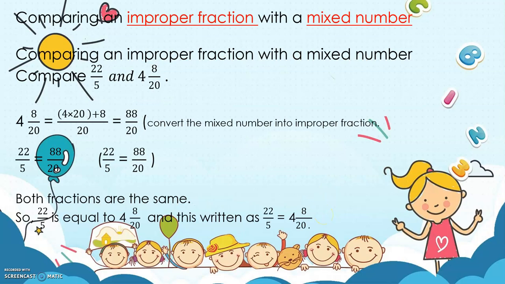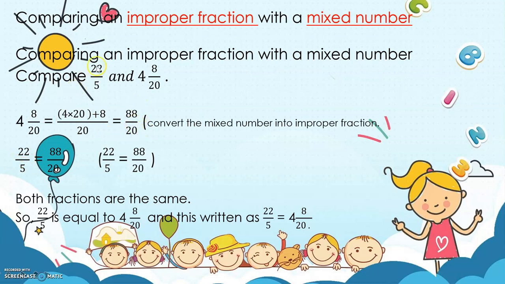Okay, now let's compare an improper fraction and a mixed number. So this is the improper fraction and this is the mixed number. For the mixed number, how do you convert it into an improper fraction? Let's multiply 4 times 20, plus 8. So equals 88 over 20. Copy the denominator here. So 88 over 20.